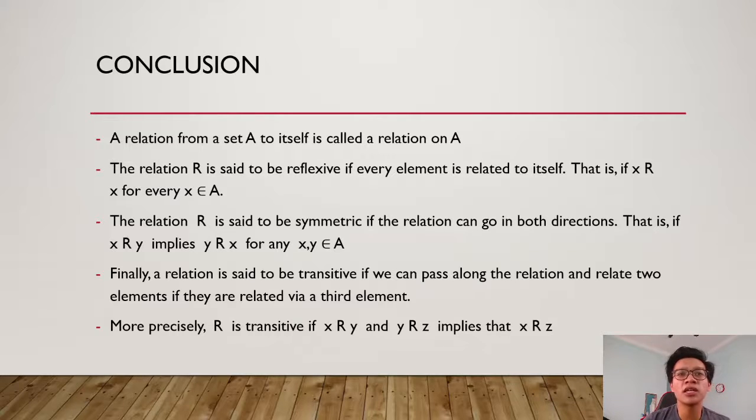Next, a relation R is said to be symmetric if the relation can go in both directions, that is, if x R y implies y R x for any x, y belonging to A. Finally, a relation is said to be transitive if we can pass along the relation and relate two elements if they are related via a third element. That is, R is transitive if x R y and y R z implies that x R z.